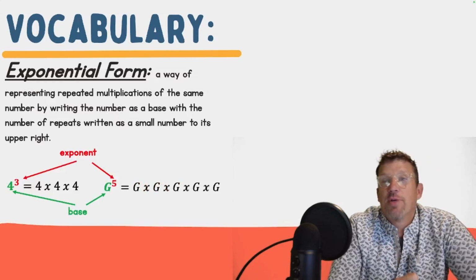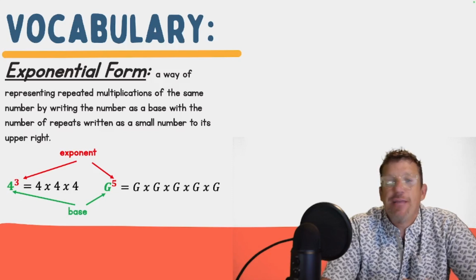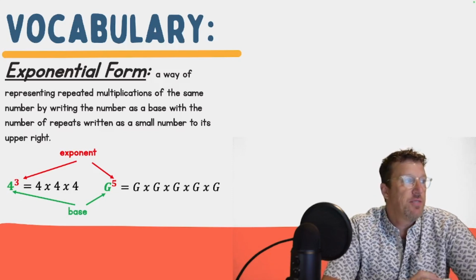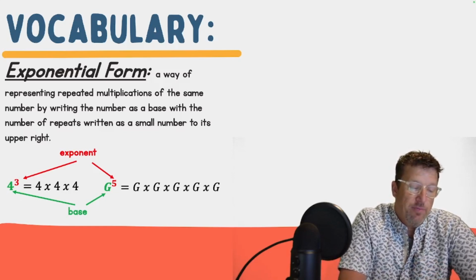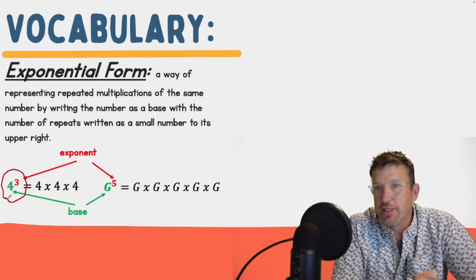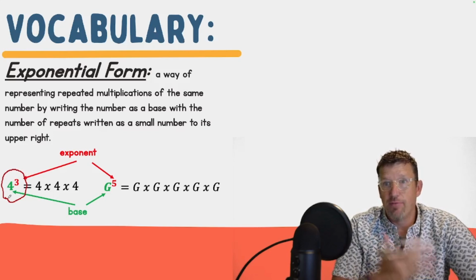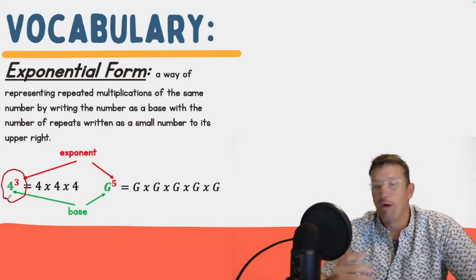Now, exponential form is a way of representing repeated multiplication of the same number by writing the number as a base with its number of repeats. So when you see a number like 4 to the third written in exponential form, it means to expand it to repeated multiplication. And what's repeated multiplication? It means the same number multiplied by itself over and over and over. I'm repeating the same number and multiplying it each time.